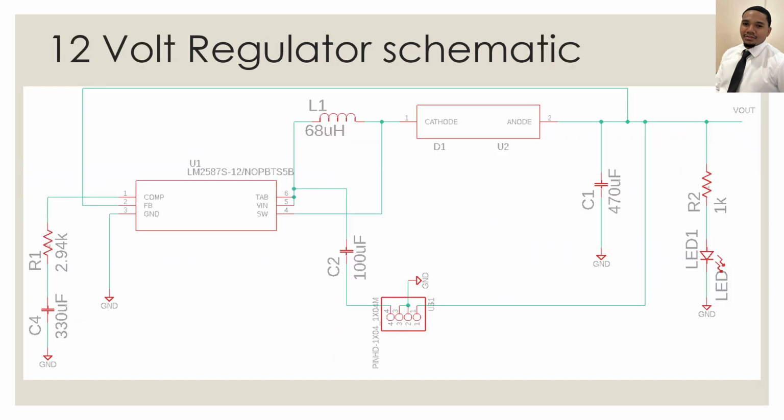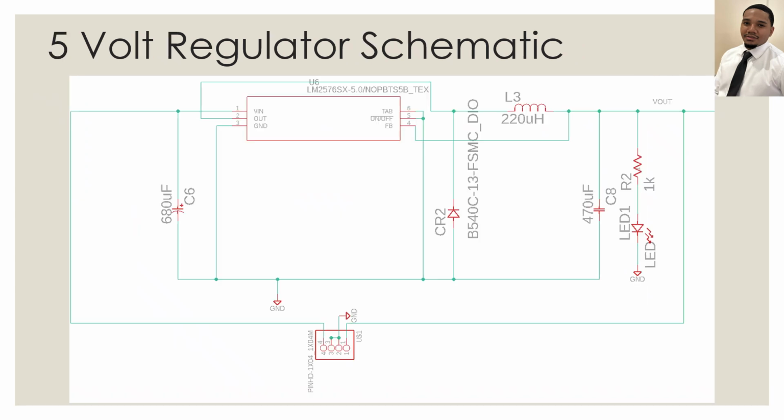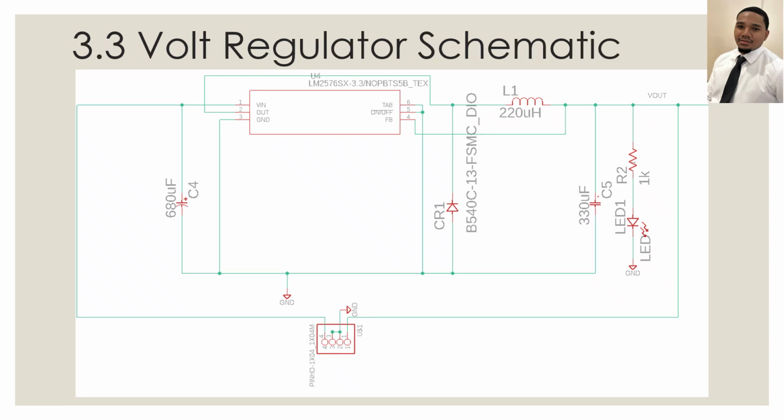This schematic is for the 12-volt regulator, which is specifically assigned to supply the laser with the voltage needed for operation. In this regulator schematic, the output voltage will be 5 volts and will be used to power the Raspberry Pi and the microservo, which will be the blocking mechanism for the laser. The last regulator schematic is a 3.3 volts regulator, whose main priority is supplying the ESP32 and the CCD sensor.